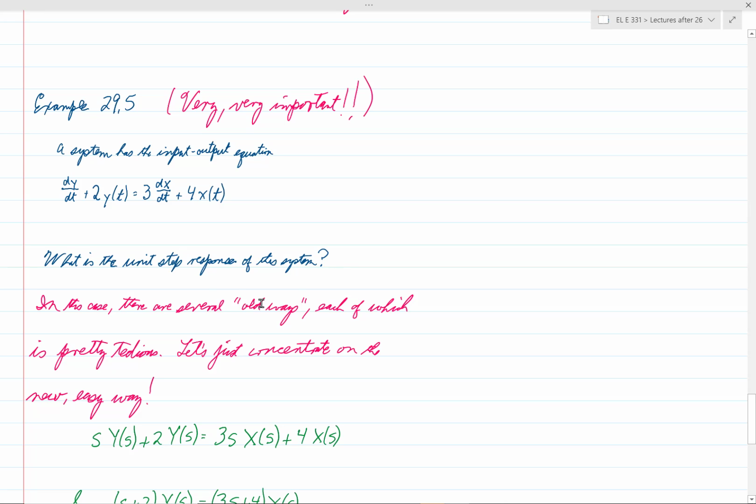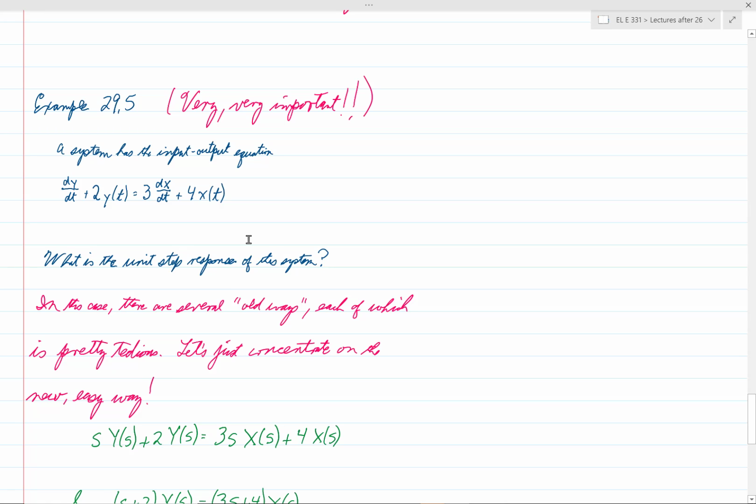Okay, now as I say, there are several ways that we might have done this problem in the past. One way would have been, you might remember that we had a rather involved procedure, a multi-step recipe for finding the impulse response of a system. So that's one thing we could have done. We could have found the impulse response of this system, and then we could have convolved it with the unit step function in order to get the unit step response. That's one thing we could have done.